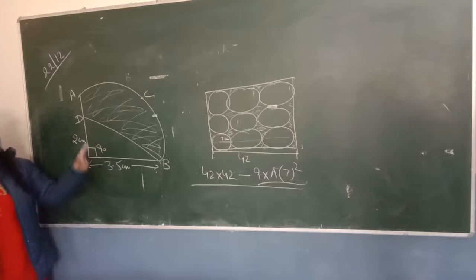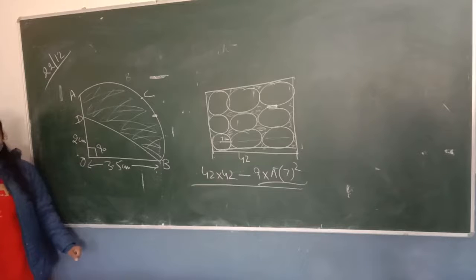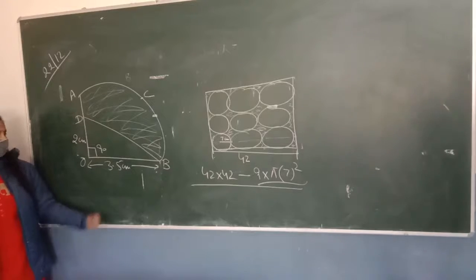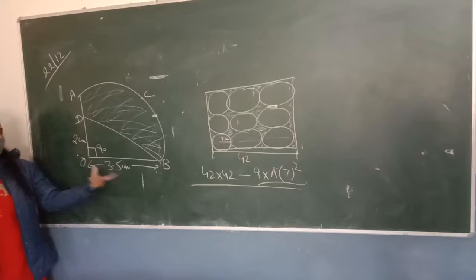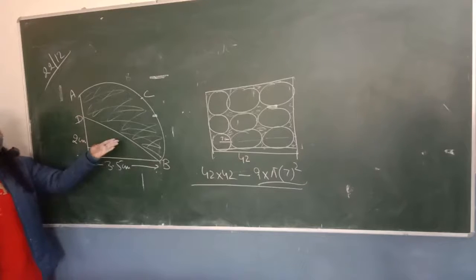Abhishek, how can we find the area of the shaded portion? What is the area of the triangle here? What is the formula for the area of the triangle? Yes, 1 upon 2 base into height. For the right angle triangle, what is the base and the height? The base is 3.5 and the height is 2 centimeters. So we don't need the hypotenuse for finding the area.